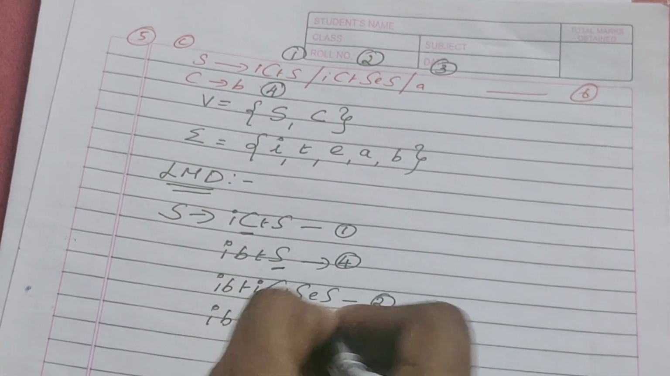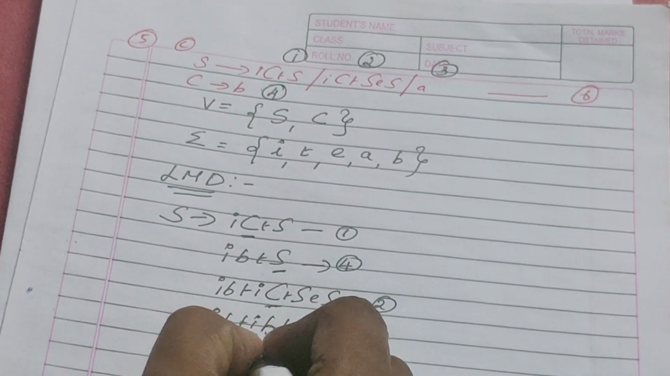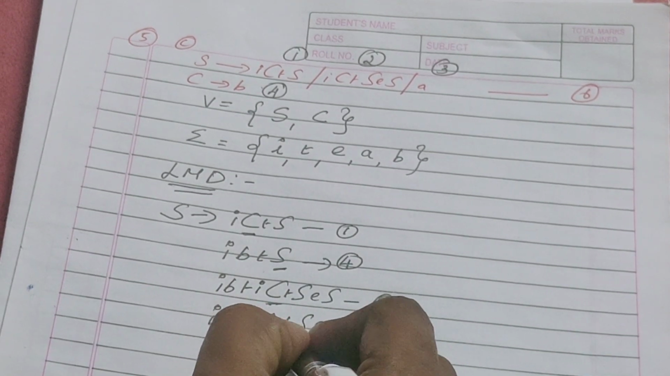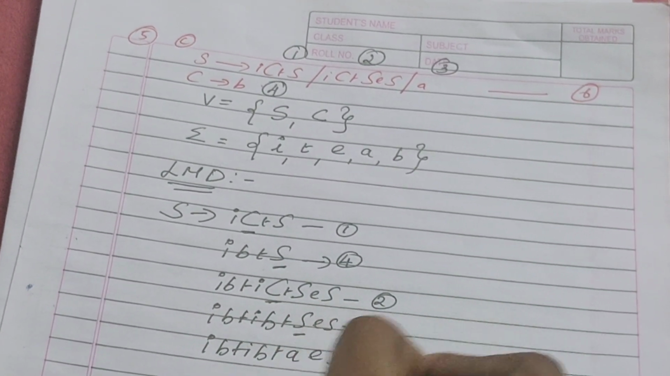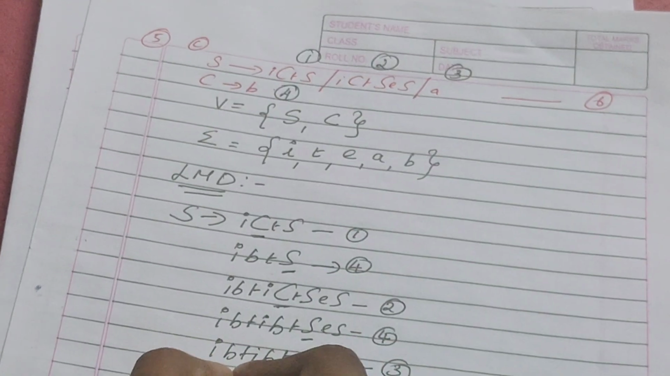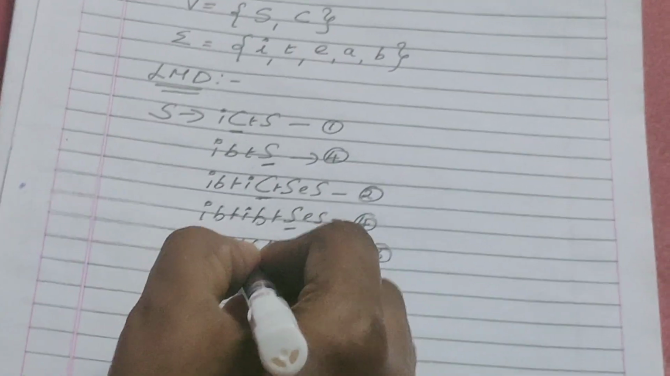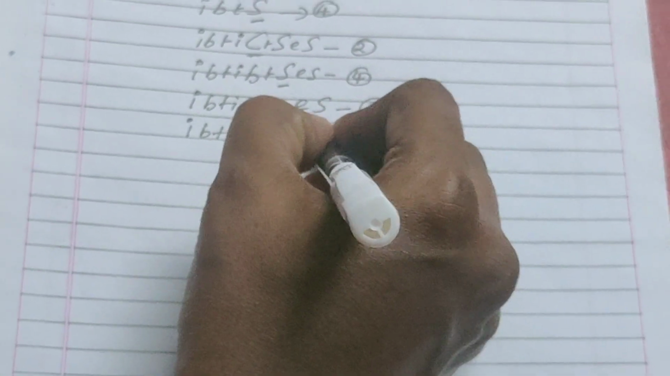Now we go left to right in the derivation. So IBT, in place of this S, let me replace it by A. It means I have applied rule number 3. So this is the left out S. In place of this, I replace it by A.